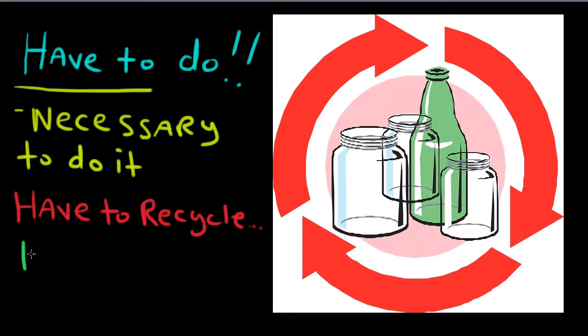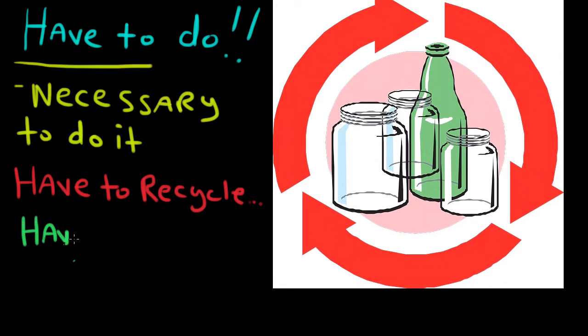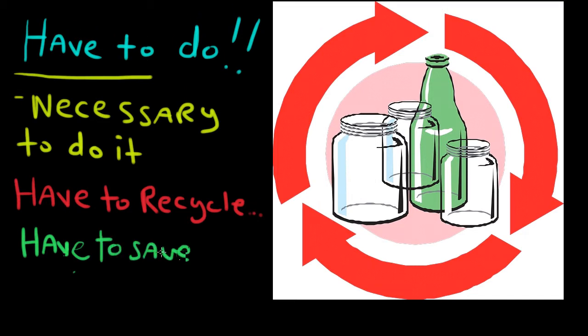We have to save the earth. So have to is something necessary, and it's necessary to do this action. So we use have to and then the verb in the infinitive form.